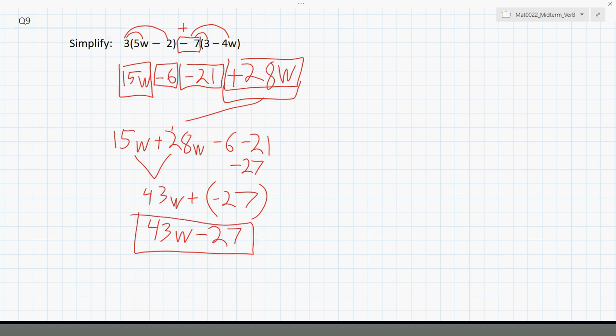Because it's not equal to 0 or equal to any number, I cannot turn w into equaling something because I don't have another side of an equation. But I've broken it down to w's and regular numbers. So that'll be our answer.